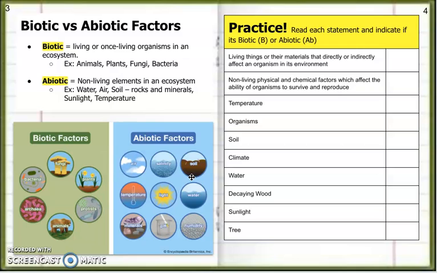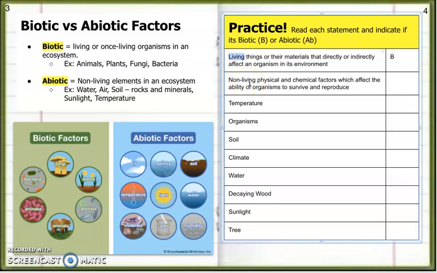What you're going to do here is for each one of these statements, you're going to indicate if it's biotic with the B or abiotic, AB. So for example, living things or their materials that directly or indirectly affect an organism and its environment. The keyword there is living things. So that means it's biotic.